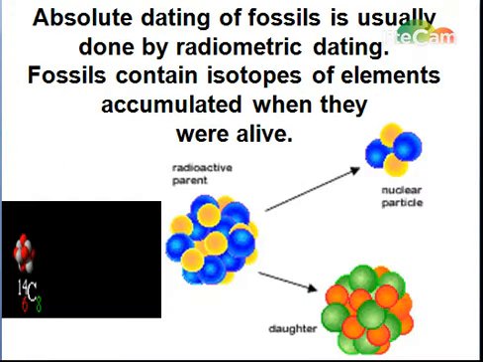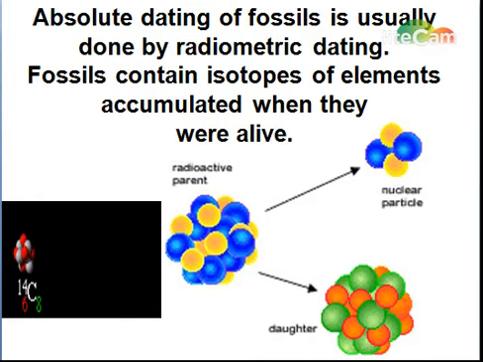Absolute dating of fossils is usually done by radiometric dating because fossils contain isotopes of elements that they accumulated when they were alive. This technique takes advantage of that fact, and the isotopes undergo radioactive decay in which that isotope of the element is transformed to another element.